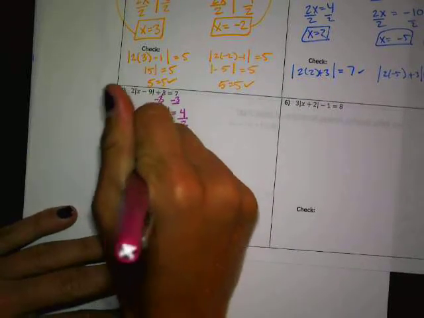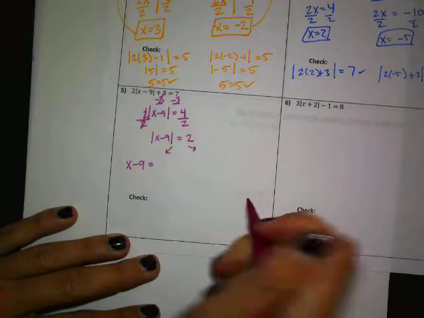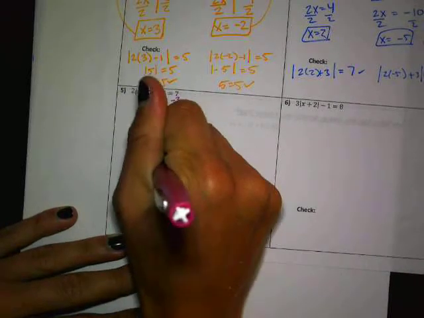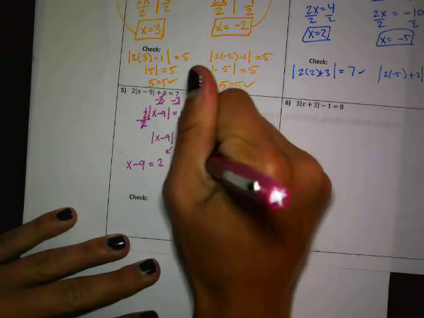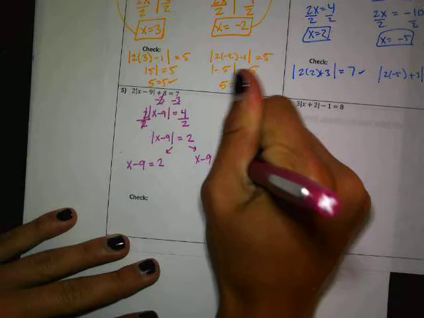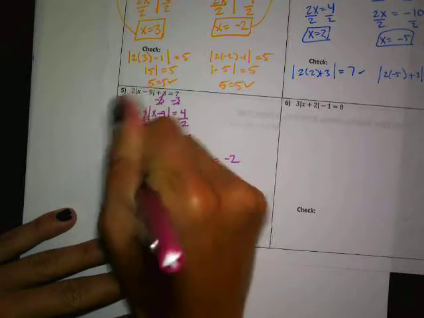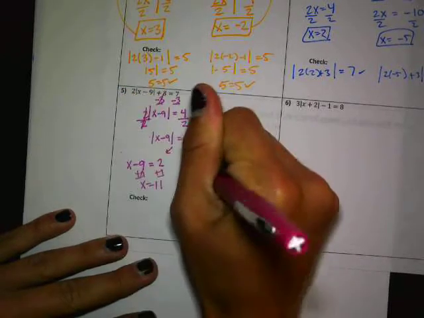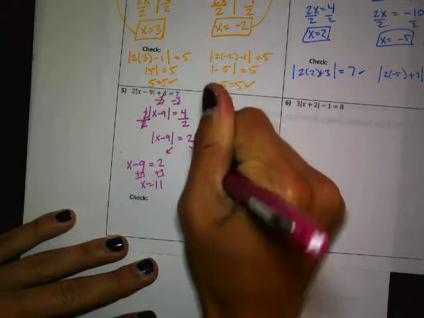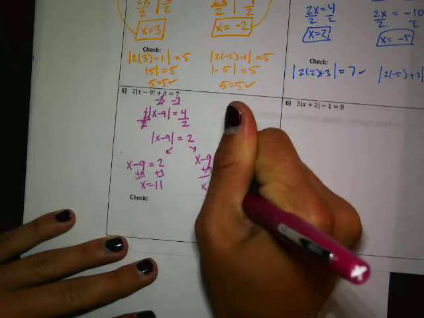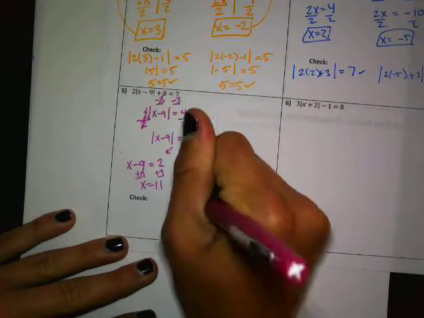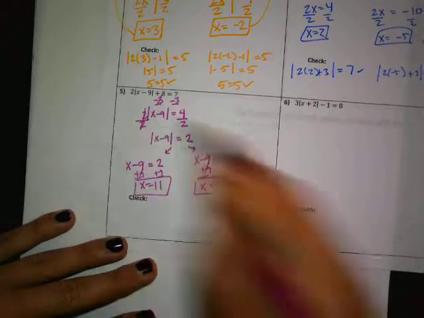So now what we do is write x minus 9 equals 2, and then x minus 9 equals negative 2. And then add 9 to both sides, and then x equals 11. And then we add 9 to both sides, and then it's 7. Very good.